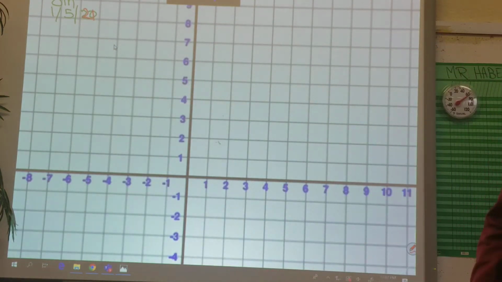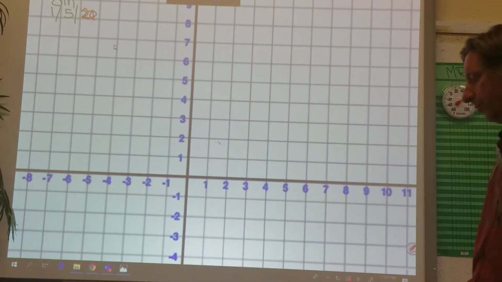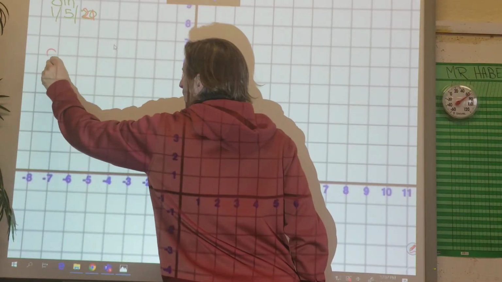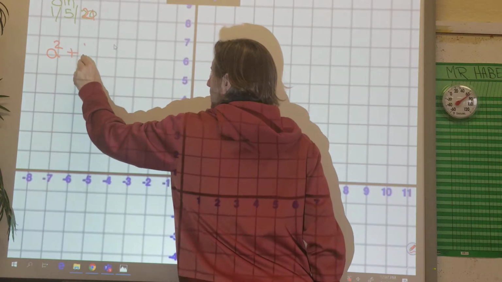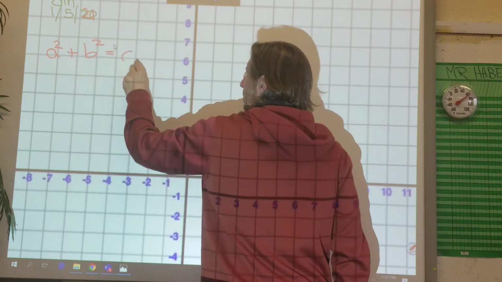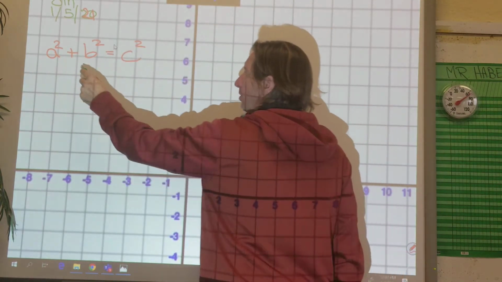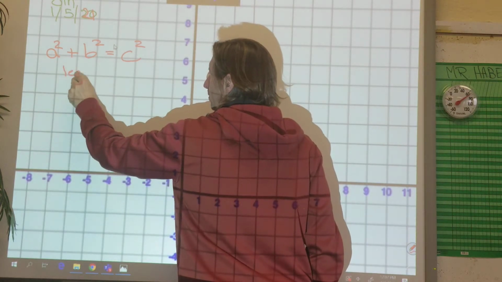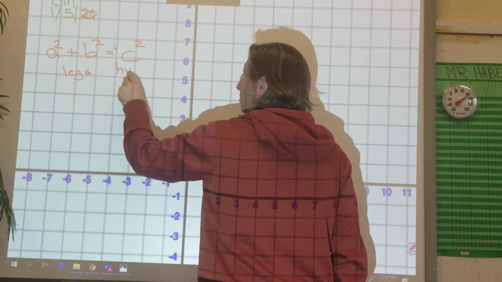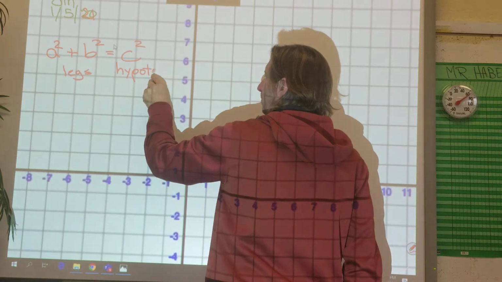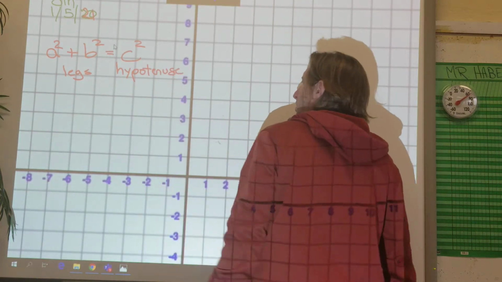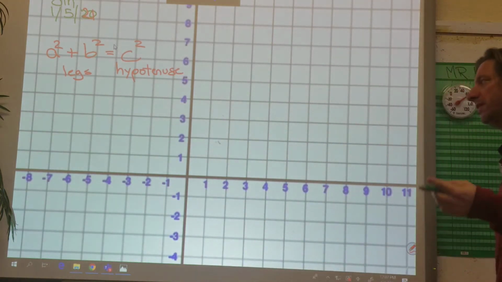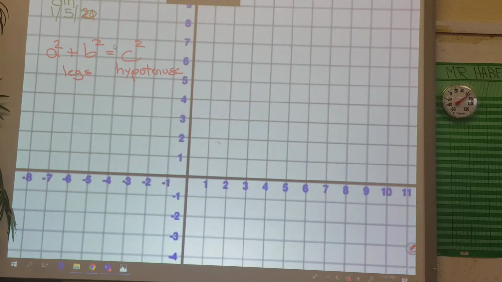All right, so we've been talking about Pythagorean theorem. Remember the a squared plus b squared equals c squared. And that was with the right triangles. Remember, these were our legs. And this was our hypotenuse. All right, so we're going to kind of continue doing the same thing. But this time, we're going to do it on a coordinate plane.